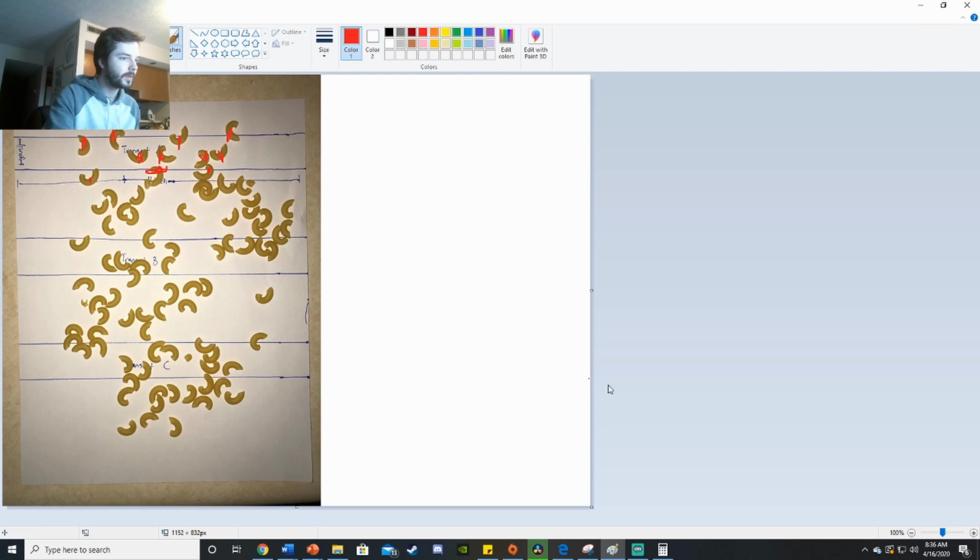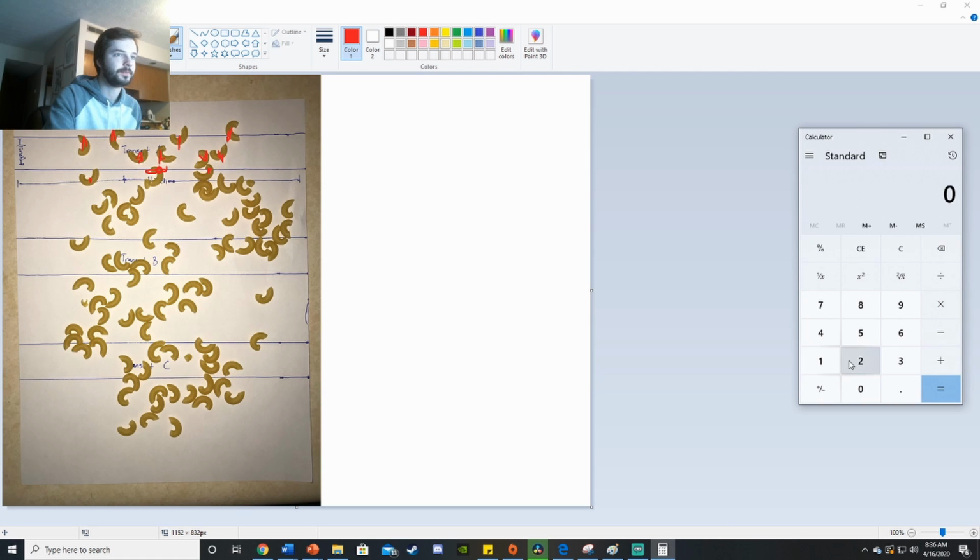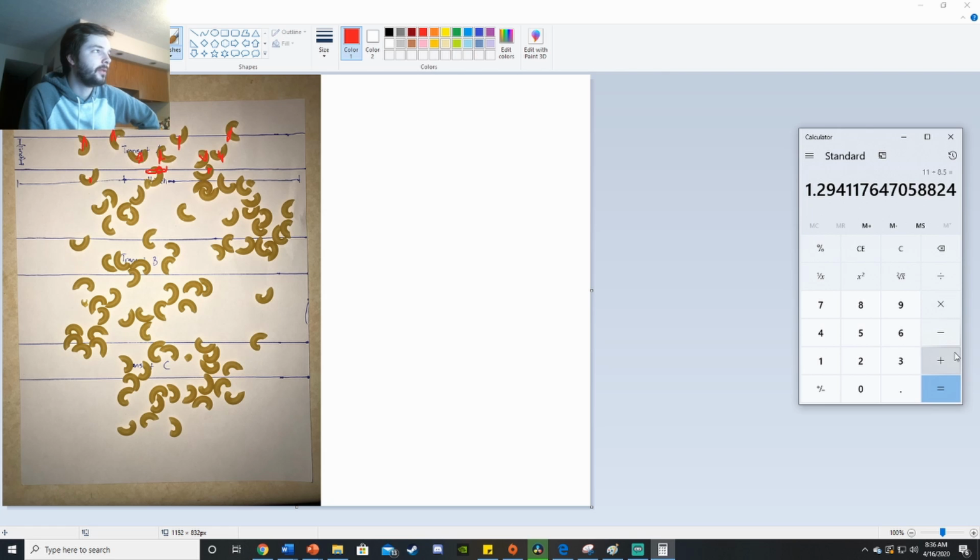So what we're going to do with that information is find our density. We have 11 pieces of macaroni over an area of 8.5 inches squared, which gives us on average about 1.3 pieces of macaroni every square inch. So that'll be our density for the first transect, and you're going to do the same thing for transect B and transect C to get your average.